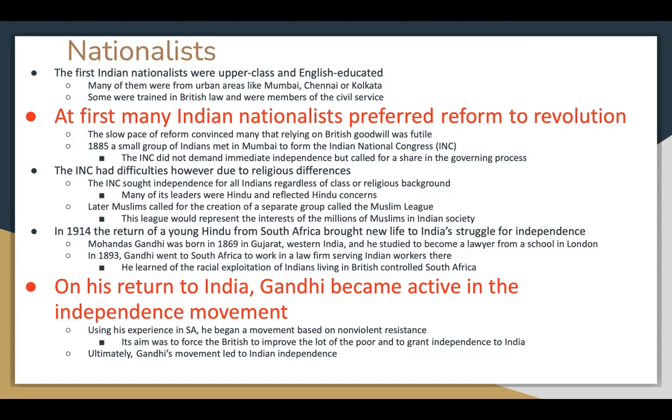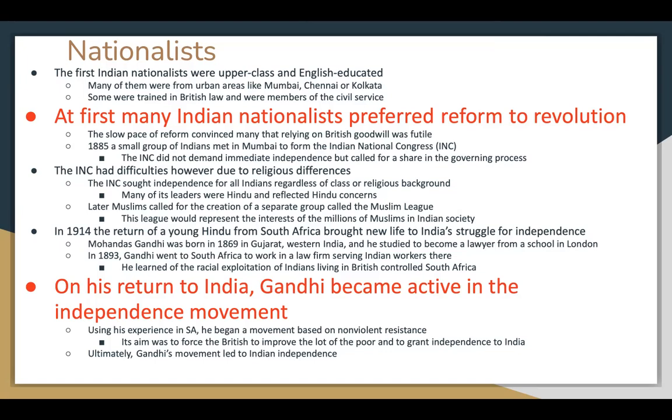The Indian National Conference also had difficulties due to religious differences. The conference sought independence for all Indians, regardless of class and religious background, but many of its leaders were Hindu and reflected Hindu concerns. Later, Muslims called for the creation of a separate group called the Muslim League. This league would represent the interests of the millions of Muslims in Indian society.